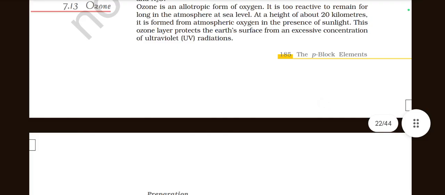Ozone. Ozone is an allotropic form of oxygen. It is too reactive to remain for long in the atmosphere at sea level. At a height of about 20 km, it is formed from atmospheric oxygen in the presence of sunlight. This ozone layer protects the Earth's surface from an excessive concentration of UV rays.